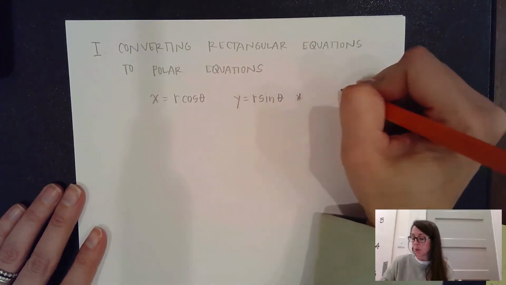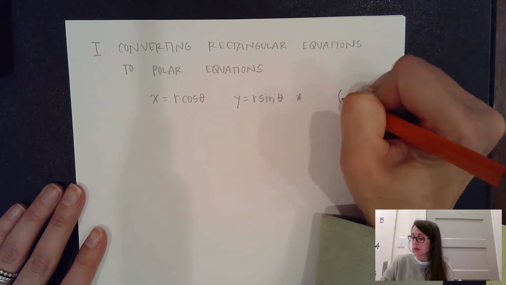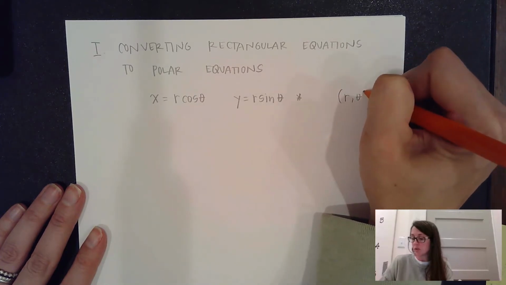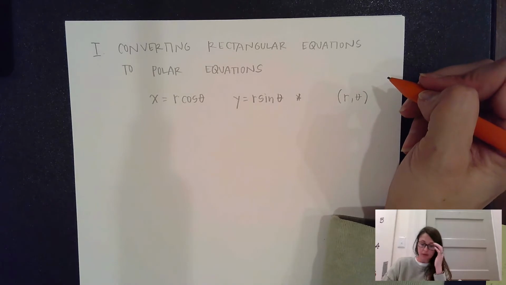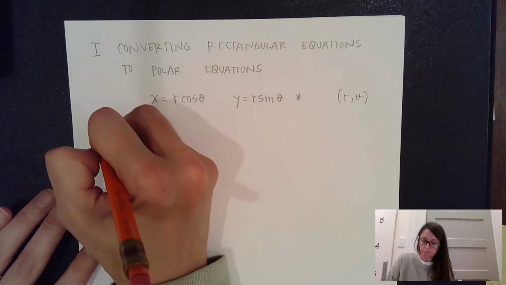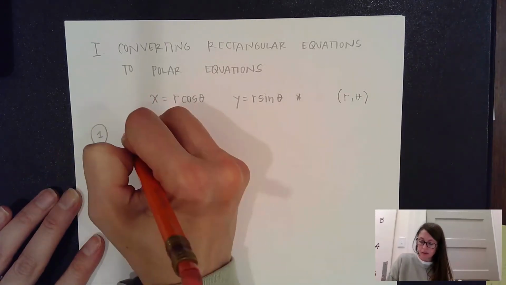A polar equation needs to be in the form that has an r and a theta in it. So you shouldn't have any more x and y values in there. Okay? All right, so let's look here.